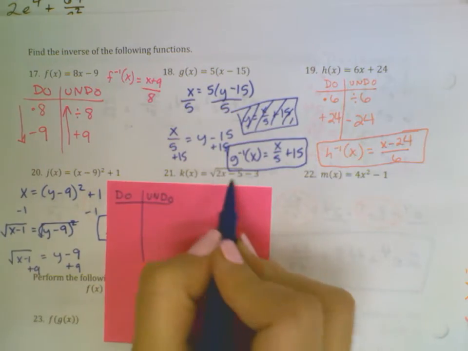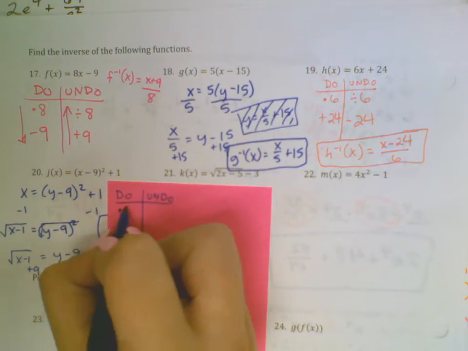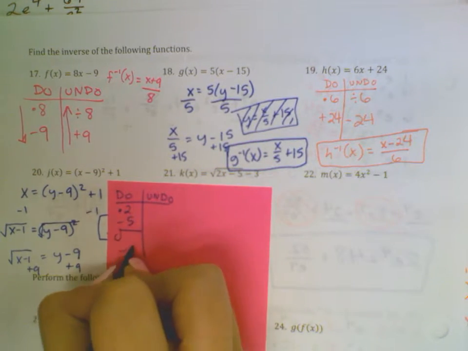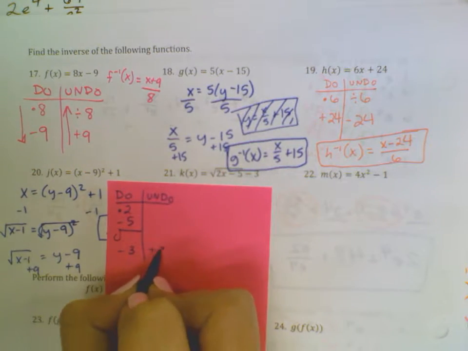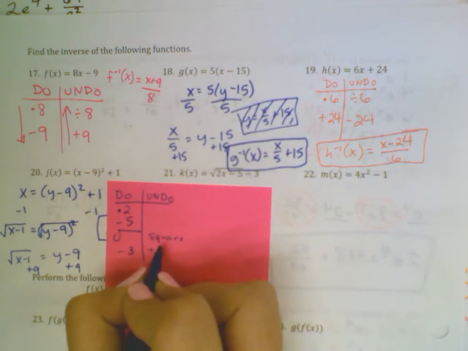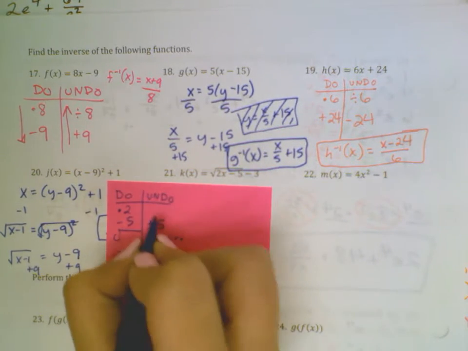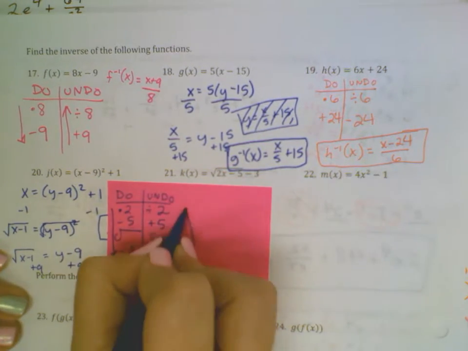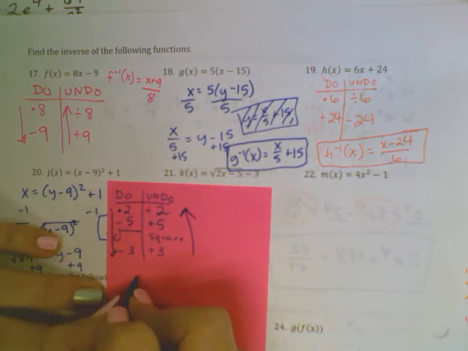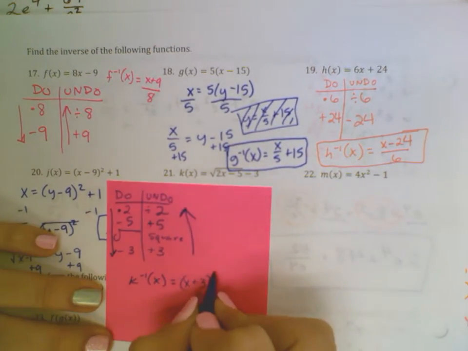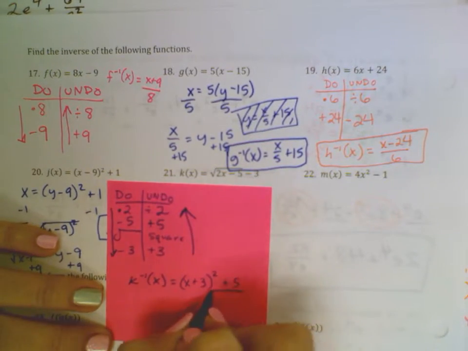So if we were solving this and we knew what x was, first we would multiply by 2, then we would subtract 5, then we would take the square root, then we would subtract 3. The inverse operation of subtraction is addition. The inverse operation of square rooting is squaring. The inverse of subtraction is addition. And there we go. So again, for do we go down, for undo we go up. So we will get inverse of k of x is equal to x plus 3 squared plus 5, and all of that needs to be divided by 2.